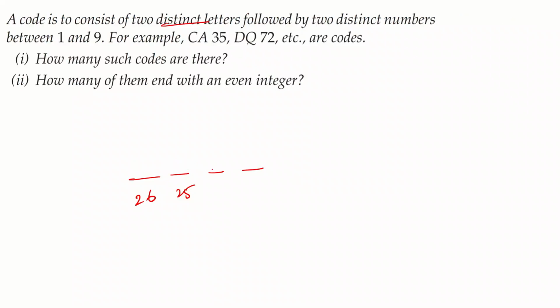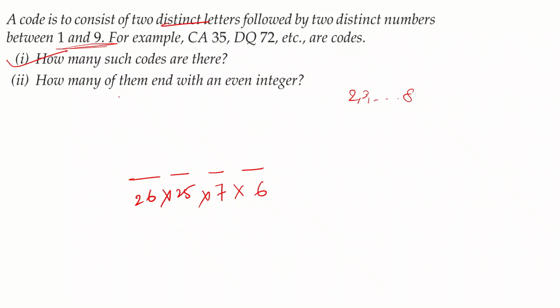Alright, and then we have to choose numbers between 1 and 9. So I assume between 1 and 9 means 1 and 9 exclusive. So you have options from 2, 3 all the way up to 8. So how many options are you left with? You are left with 7 possibilities over here and 6 possibilities over here, because these two also have to be distinct. You cannot repeat them. So the total number of codes that you can make is 26 times 25 times 7 times 6, and that's it. So that gives us the answer for question number 1. How many such codes are there?